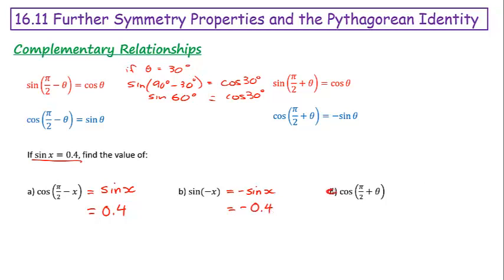And in c, I've got cos of pi over 2 plus theta. Well, I know that that's going to be equal to the negative of sine of theta. Sorry, I should have put an x there, not theta. Okay, I'll say that one again. Cos of pi over 2 plus x is equal to the negative of sine x, which is just going to be negative 0.4 with that value we were given originally.